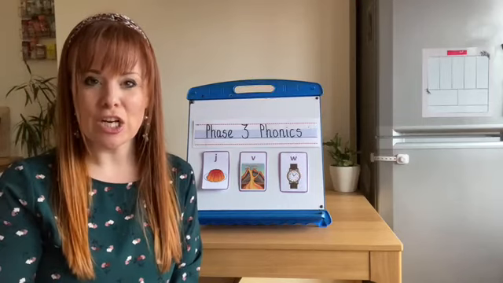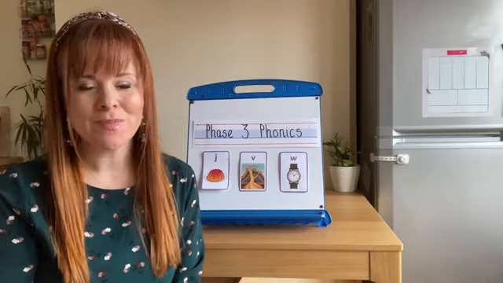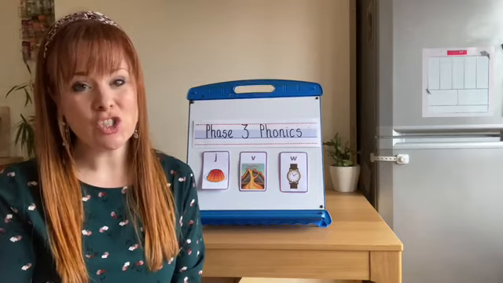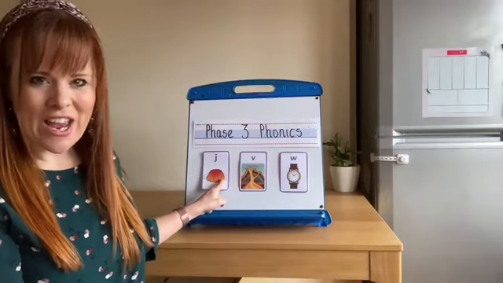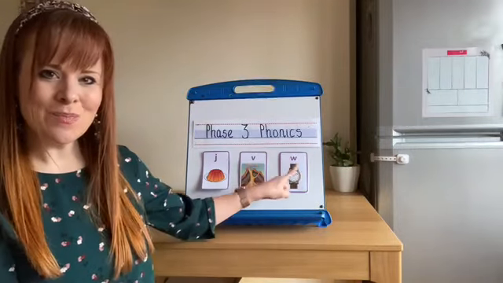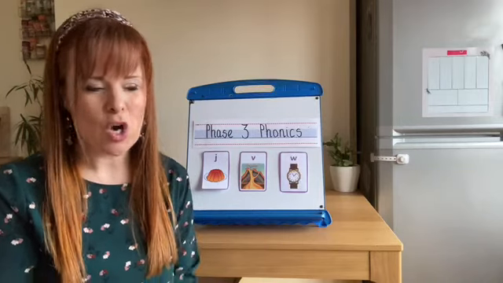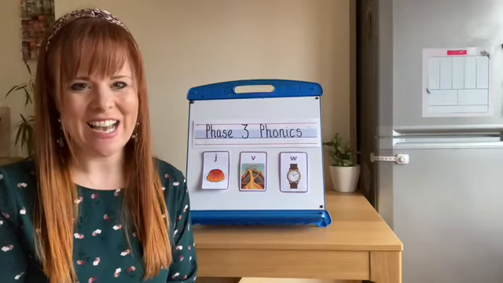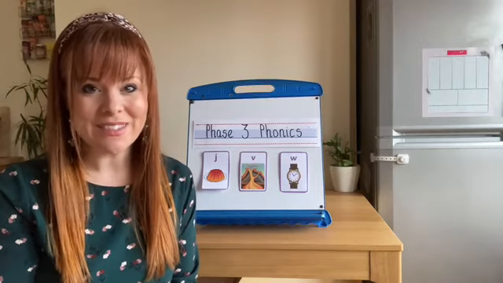I would like you to look closely at all of the objects I'm going to put on the table. Each of those objects starts with an initial letter of either a J, a V, or a W. I would like you to work out which of those letters the item belongs to. Pause the video and tell your adult.